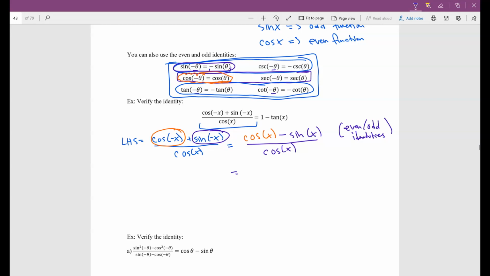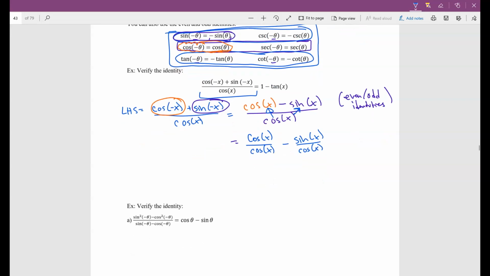Now in this case, notice that we can do the same thing that we did in the previous problem. Divide the cosine into both of these terms. So you're going to have cosine x over cosine x minus sine x over cosine of x. And then you can see that cosine over cosine gives me 1, sine over cosine gives me tangent, which is equal to the right-hand side. So that concludes my proof.